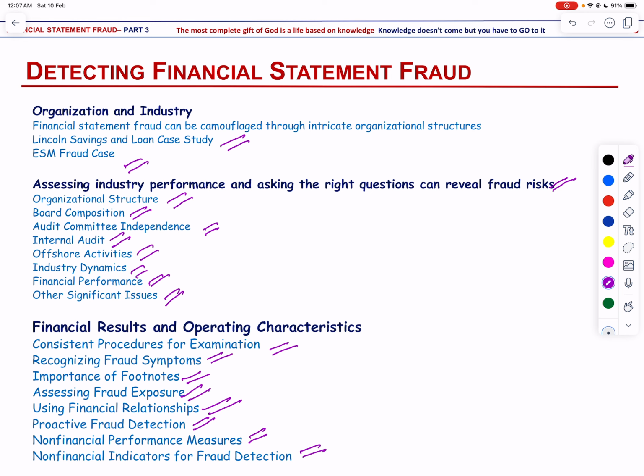Non-financial indicators are harder to manipulate than financial numbers. Some industries, like airlines, verify non-financial indicators independently. Comparing financial and non-financial measures enhances fraud detection effectively. So, this completes the third video on financial statement fraud.